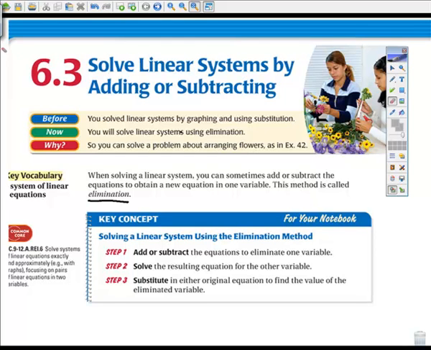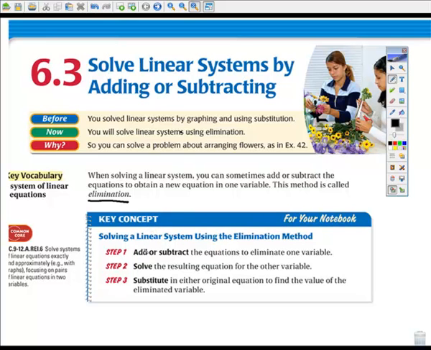Lesson 6.3 is solving linear systems by using the method called adding or subtracting. Sometimes this is called the elimination method, and that's usually what I call it because it's less to say. This is the third method we have in solving systems. If you recall, the first method was graphing, the second method was substitution, and now we have elimination.